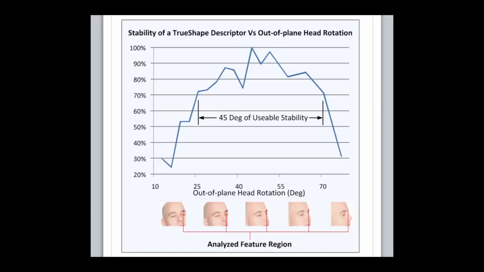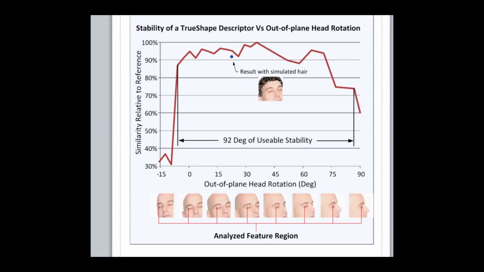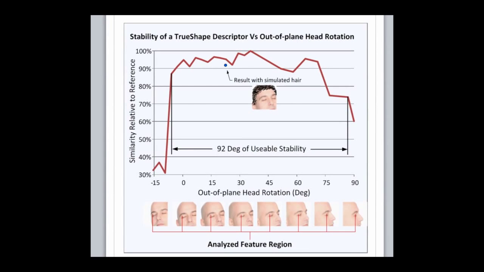As a point of reference, no other descriptor in the literature comes close to achieving this level of stability versus out-of-plane rotation. For example, descriptors such as SIFT, HOGS, 2-bit binary patterns, and others only remain stable over a few degrees of out-of-plane rotation. The data shown here corresponds to a TrueShape descriptor exhibiting usable stability over an astounding 92 degrees of out-of-plane head rotation. This measurement, while somewhat atypical, is consistent with the theoretical prediction that the upper limit for stability versus out-of-plane rotation is 120 degrees.